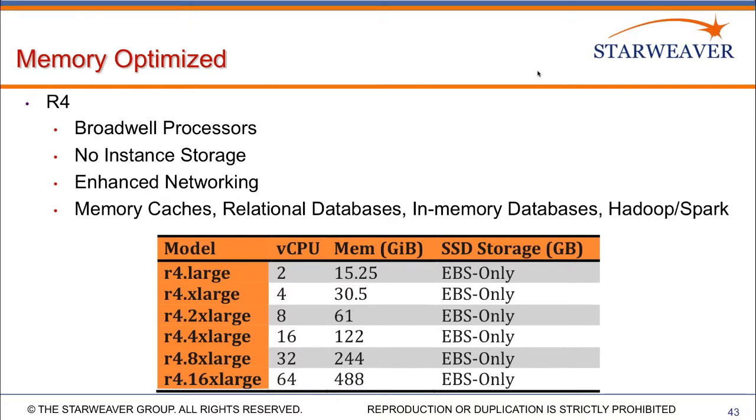All right, so now there's R4, which is a later version of R3, which doesn't have SSD storage, but it uses the latest processors from Intel known as Broadwell processors, right? And these guys are a bit better performing overall. You can see they go up to 16 extra large now, which is 488 gigabytes of RAM and 64 CPUs.